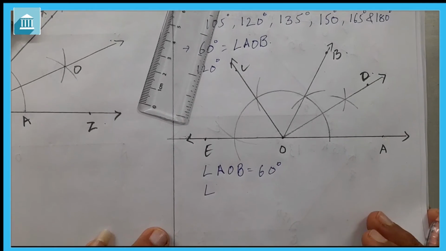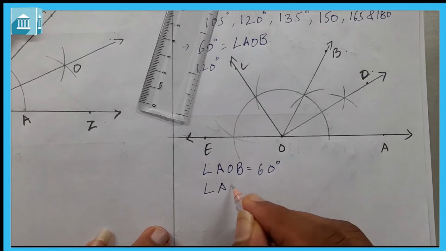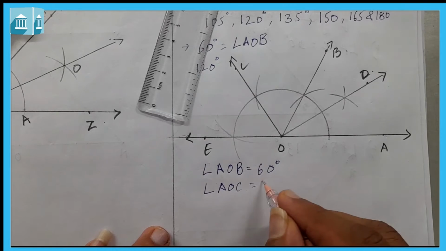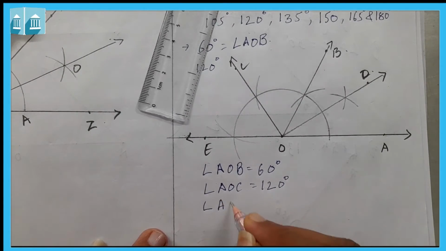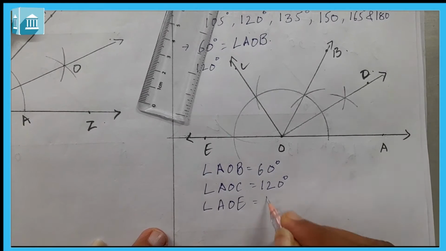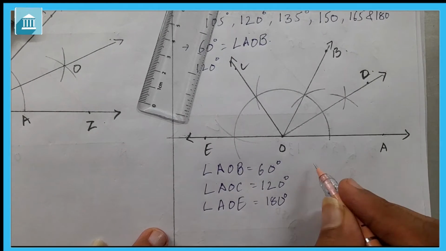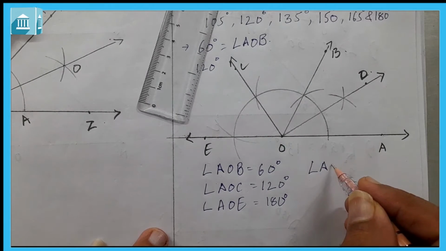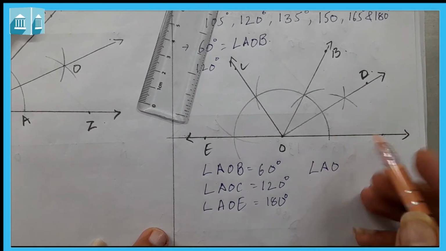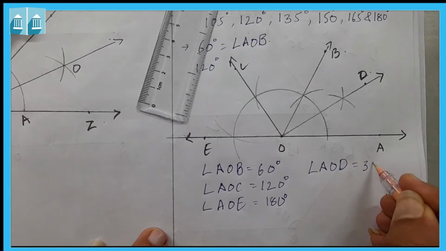Angle AOC is equal to 120 degree. Angle AOE is equal to 180 degree. In the same way we can say angle AOD is equal to 30 degree.